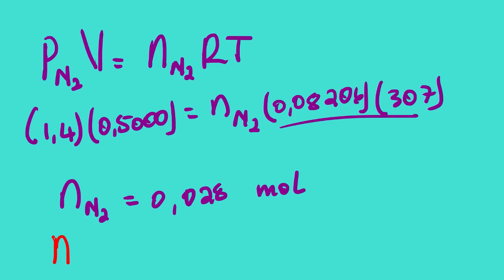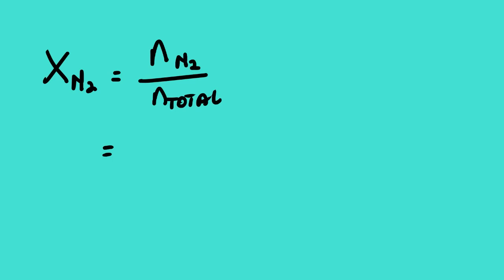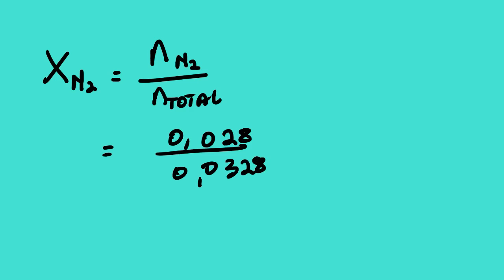We have both number of moles, so it will be 0.028 plus 0.0048, which will give us 0.0328 mole. This is the total number of moles. Then we can go ahead and calculate our mole fractions. So we have XN2 equals number of moles of N2 over total number of moles. So the mole fraction of N2 we have 0.028 over 0.0328. We get 0.85. Multiply it by 100, we are going to get 85%.